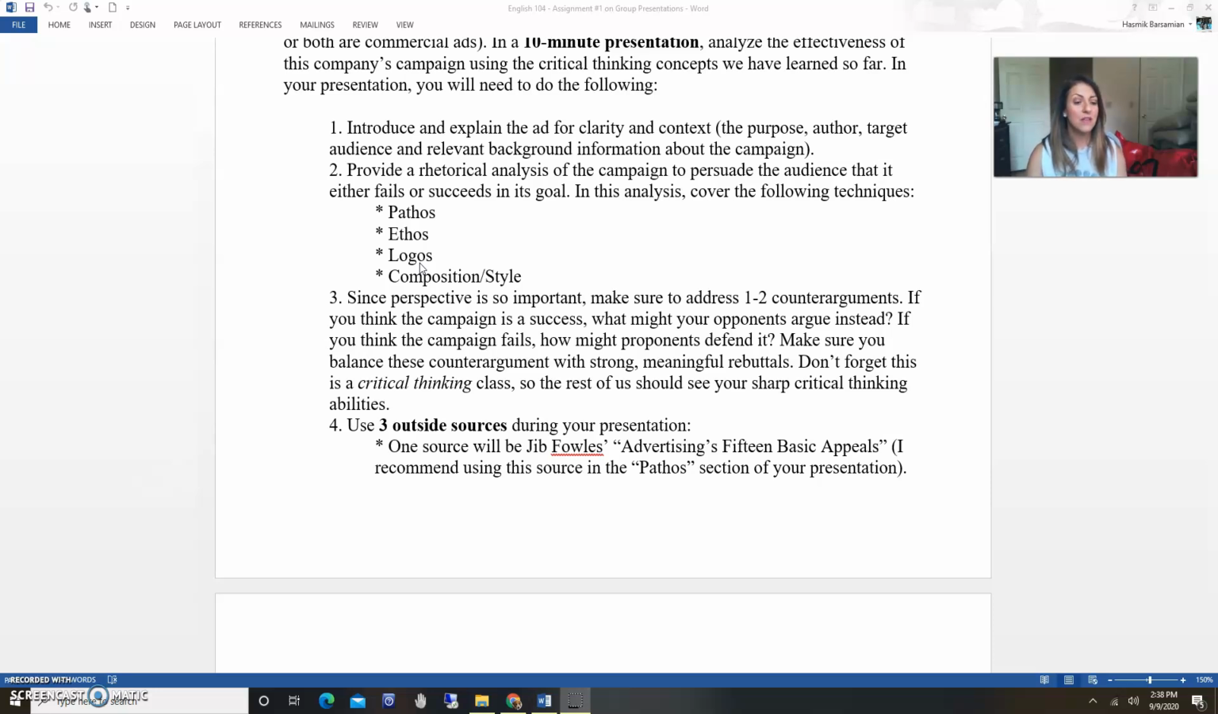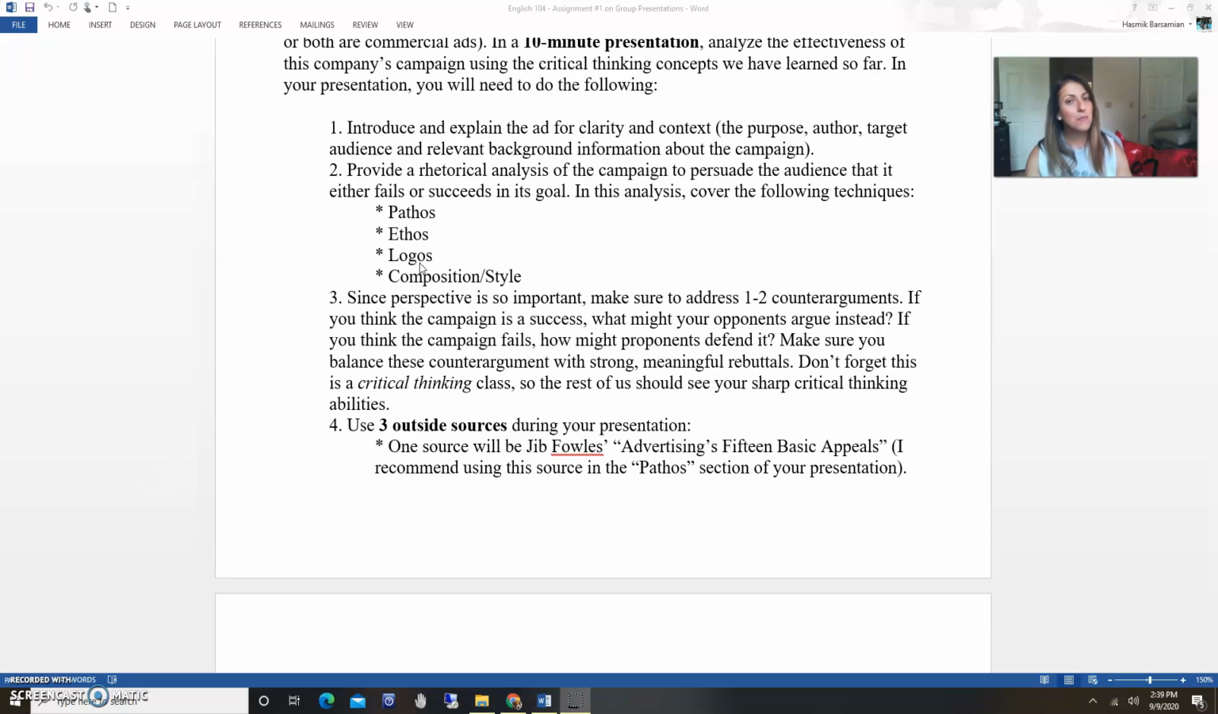Logos might also be in the form of definitions or analogies, like logical comparisons that the company's trying to make. I think the toughest part for you guys is going to be the ethos and the logos, not the pathos. The pathos is easy to find, and the composition and style are easy to find as well, but the ethos and logos are pretty challenging.